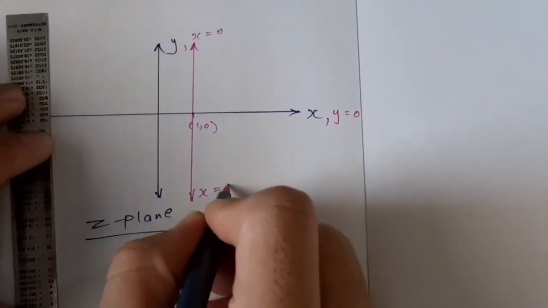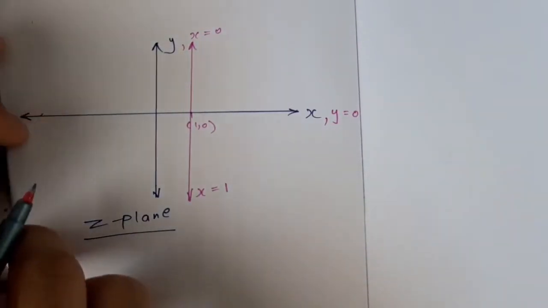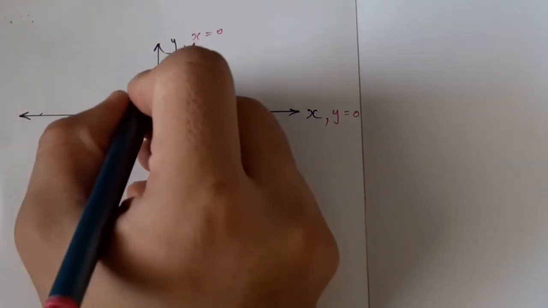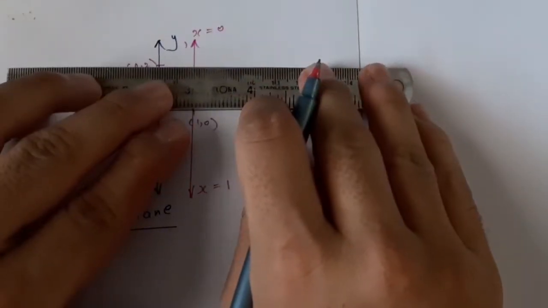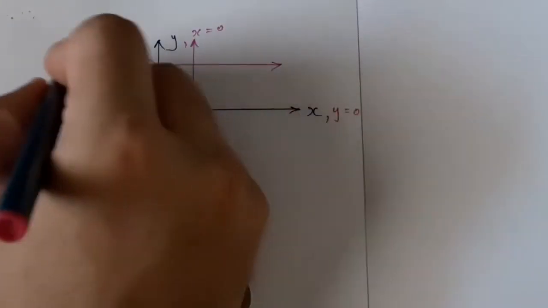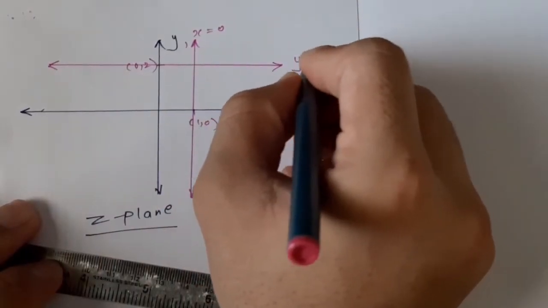So this is x equals 1, and the second is y equals 2. Let's say this point is (0, 2). So this is the line y equals 2.